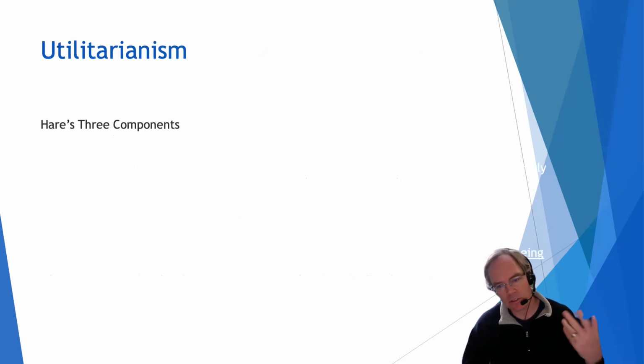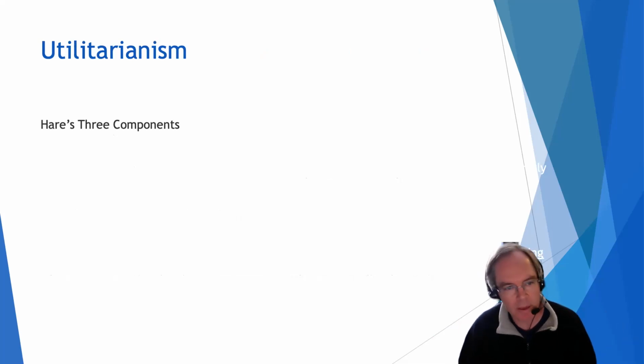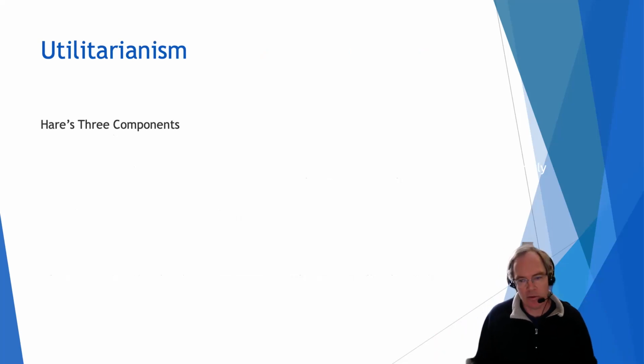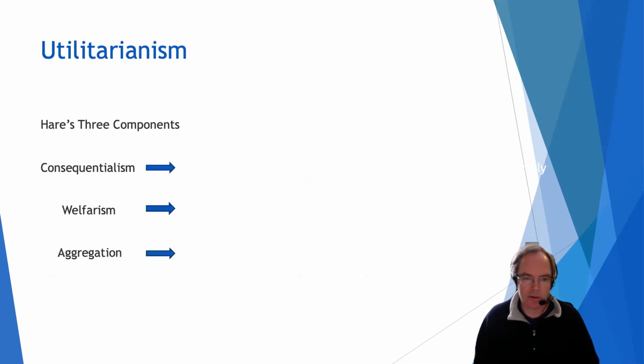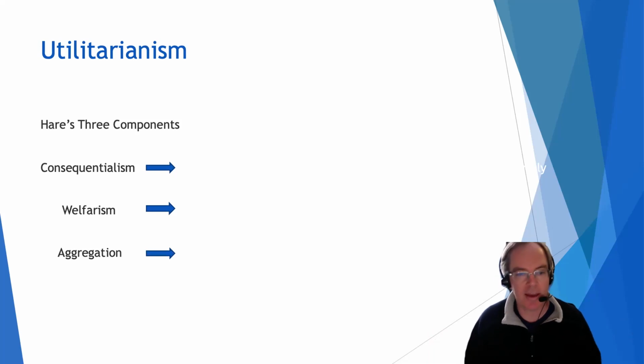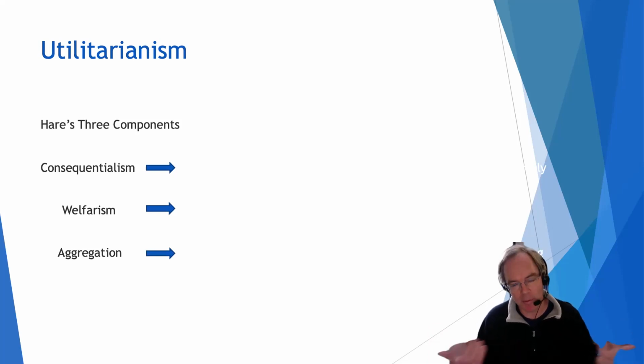And now we'll just talk about utilitarianism. The article by R.M. Hare gives you a nice, clear statement of three main components that classically you can break the utilitarian moral theory down into. So here are the components: consequentialism, welfarism, and aggregation. Again, these are not common sense. You don't wander around in your daily life saying, hey, I was really thinking about welfarism today. People won't know what you're talking about.